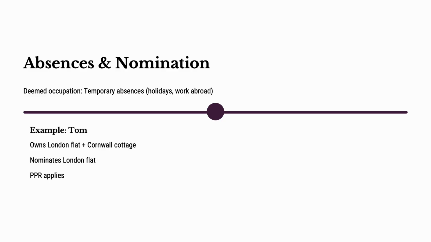Example, Tom owns a flat in London and a cottage in Cornwall. He spends time in both. He nominates the London flat as his main residence. Tom is smart. So when he sells the London flat, PPR applies to the gain. When he sells the Cornwall cottage, it is treated as a second home and CGT will apply on the Cornwall cottage. So wish Tom all the best.